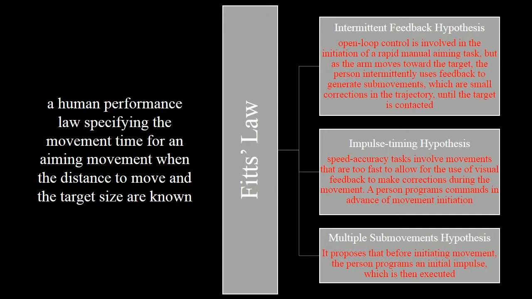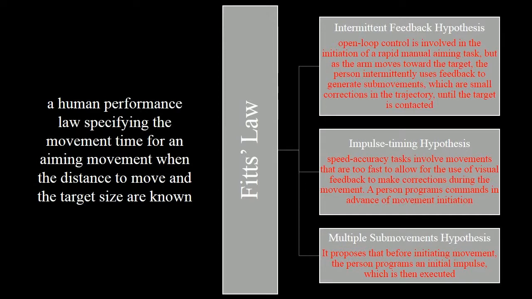Impulse timing hypothesis states that many speed accuracy tasks involve movements that are too fast to allow for the use of visual feedback to make corrections during the movement. Commands are programmed in advance of movement initiation. These commands are forwarded to the muscles as impulses, which are the forces produced during a specific amount of time. The result is that the arm is forcefully driven toward the target and achieves accuracy based on the specified amount of force and time.